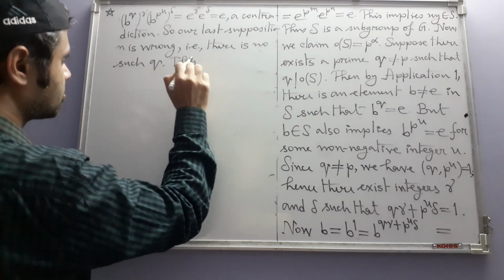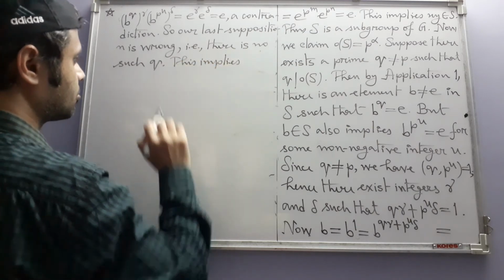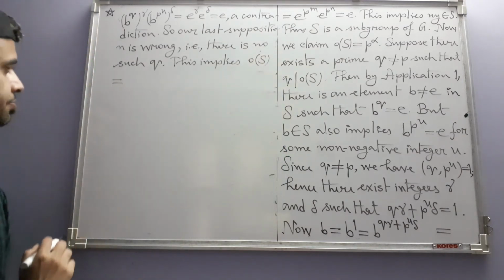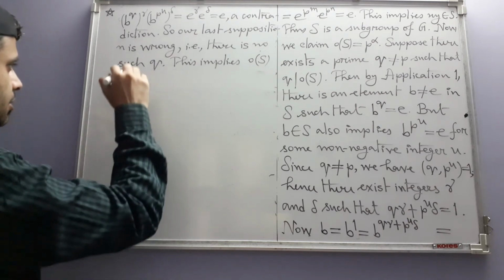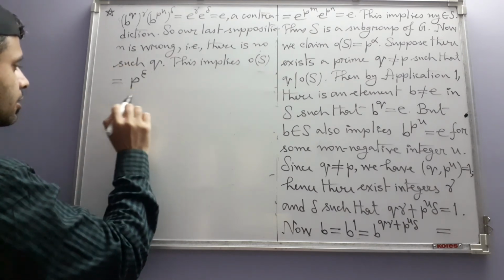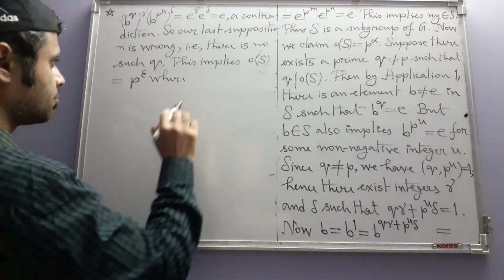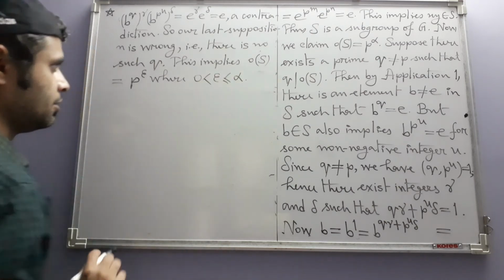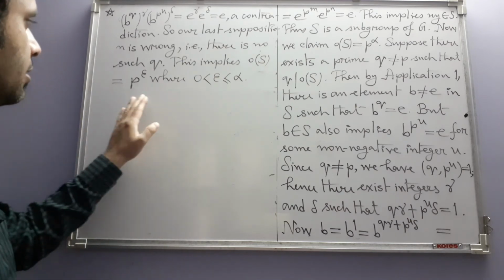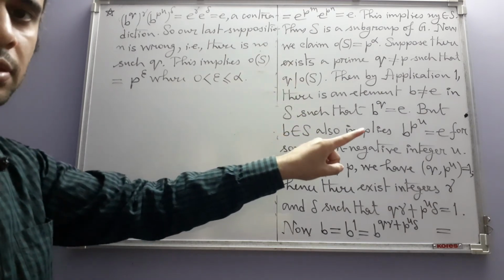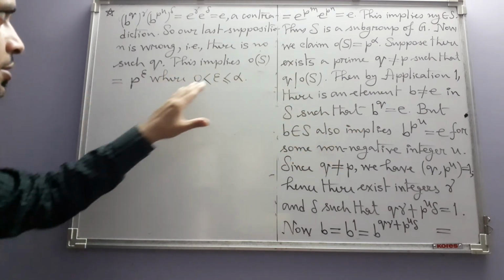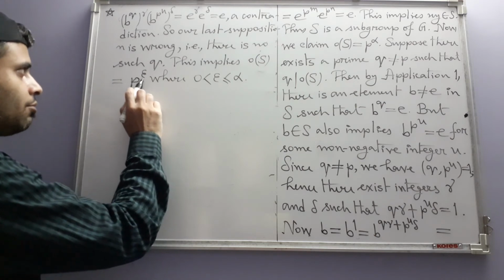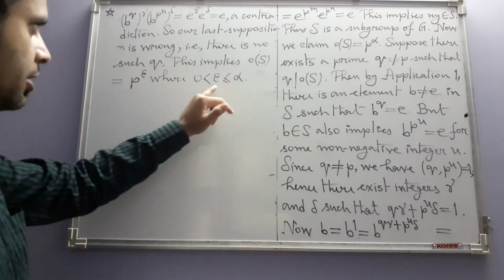This implies order of S is equal to alpha, beta, gamma, delta, epsilon, p to the power epsilon, where epsilon is greater than 0 and less than or equal to alpha. Now what is happening here? Okay, fine. There is no prime divisor of the order of S other than p, so that means the order of S will be a power of p. It cannot be anything else. But how are we able to conclude something about this exponent epsilon?